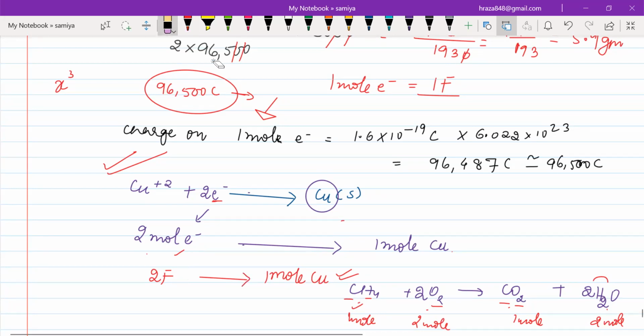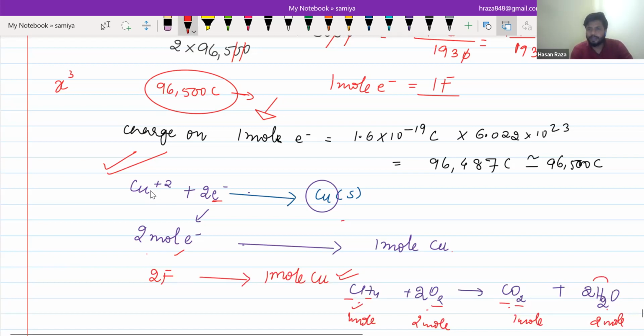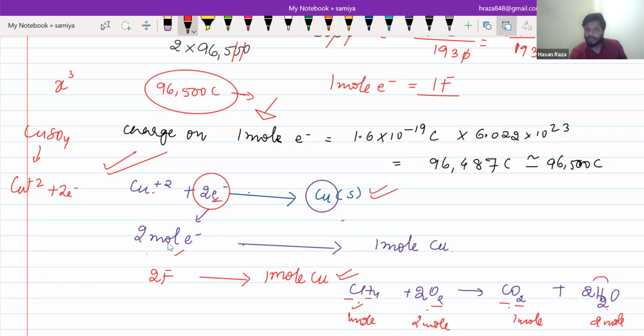See, Samia, Cu2+. There we need to calculate the mass of Cu, and you know that Cu is in CuSO4. If you dissociate CuSO4, it will be Cu2+. So this will go to one of the electrodes, so it will gain 2 electrons and be converted into copper solid. So we write 2 mole electron will give 1 mole Cu. 1 mole electron has a value of 96,500, that means 1 Faraday. So 2 Faraday will give 1 mole copper.